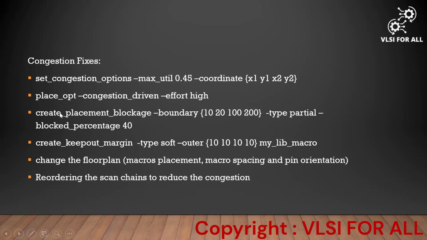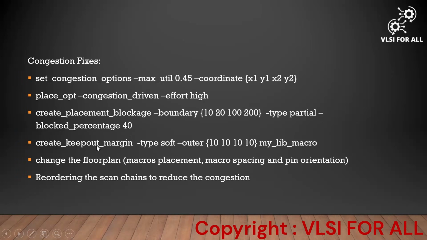If you want to use a blockage, the command is create_placement_blockage -boundary, with the coordinates where we want the blockages. And after that, -type partial, if you want to use partial. Partial means we have to give either a blocked percentage or a yellow percentage; we have to mention one of these two. I'm mentioning a blocked percentage of 40, which means in that blockage area I'm blocking 40%, so allowable is only 60%. So only 60% of cells will be placed in that blockage area.